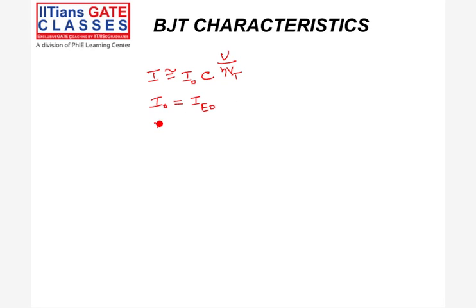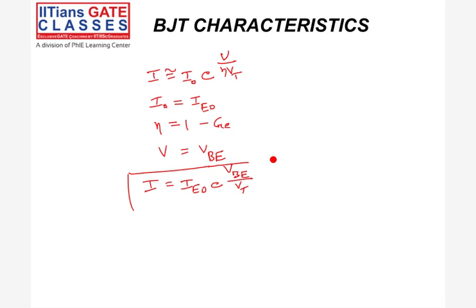And eta we will consider as 1 for germanium, if we have germanium material. Otherwise it will be given to you in the exam. V, that is this voltage, will be equal to VBE, the emitter junction forward voltage. So this expression can now be converted into this format: IE naught into e to the power VBE divided by VT. I can write this. This is my actual expression.